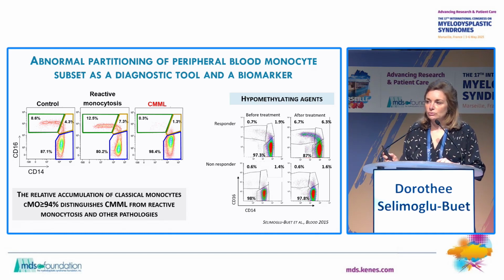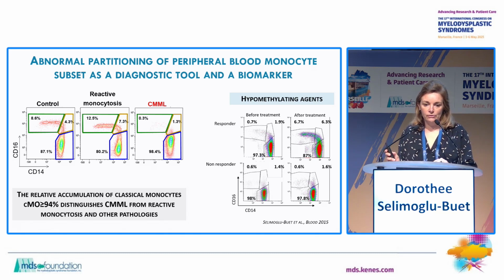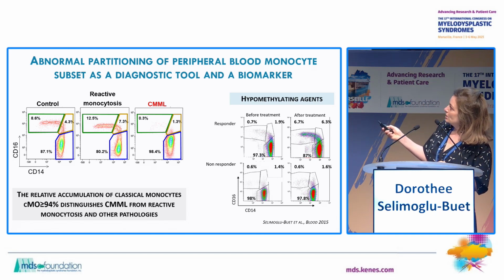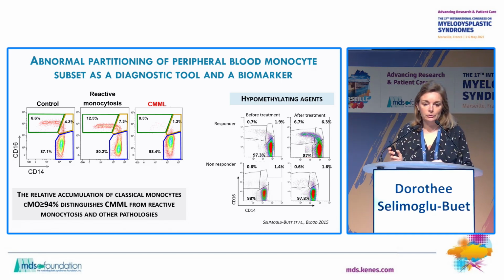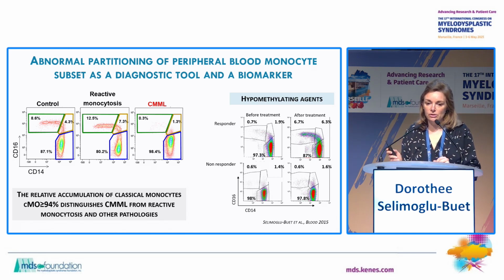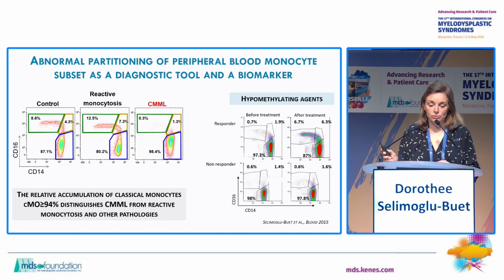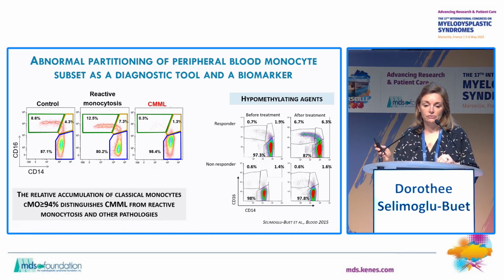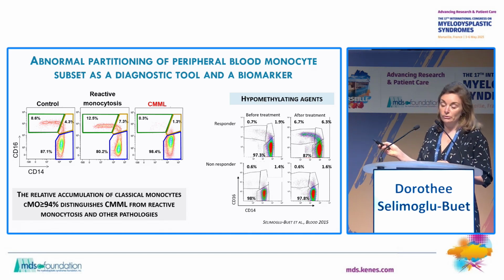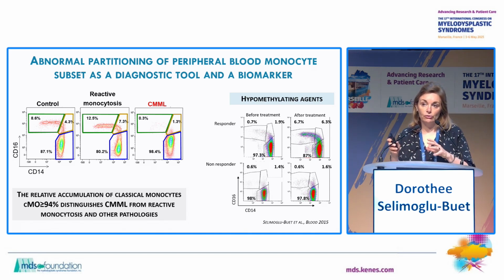I would like also to highlight that this abnormal partitioning of peripheral blood monocytes can be used as a biomarker for therapy response. As you can see here on the first line, for patients that are responders to hypomethylating agents, we observed a normalization of the 3 monocyte subsets after treatment, with a decrease of the classical monocytes below the 94%.